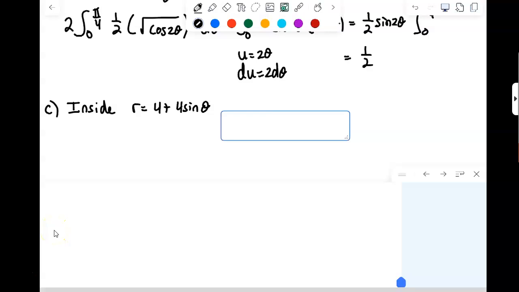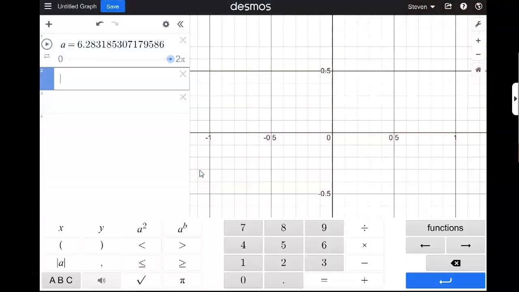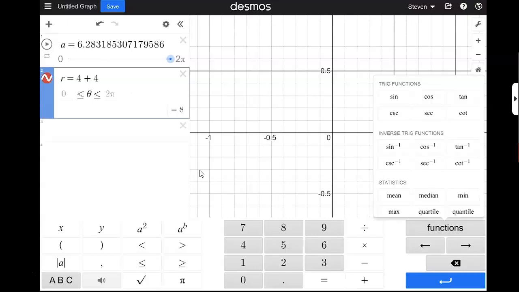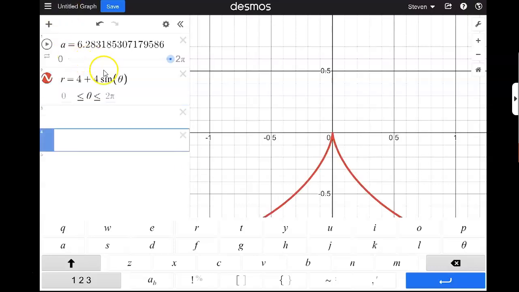Okay, so here we want to find the area inside r equals 4 plus 4 sine theta. So first, let's see what kind of graph we have here for 4 plus 4 sine theta. I go back here, I already have my parameter a there, which I'll use in a moment. Let's put in our equation. R equals 4 plus 4 sine of theta. Okay, so this is telling me my constraints need to run all the way to 2 pi.